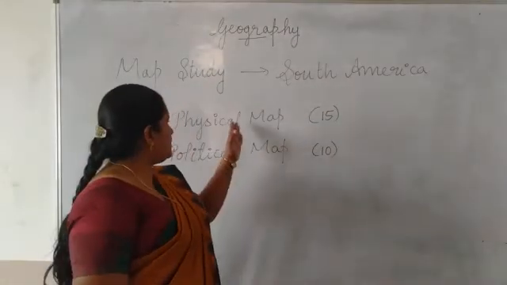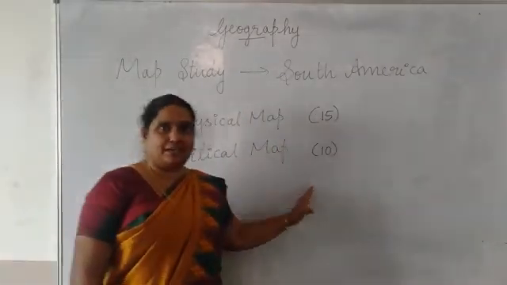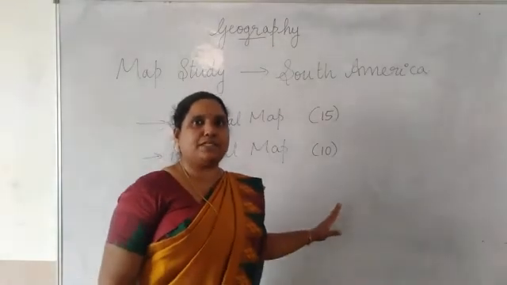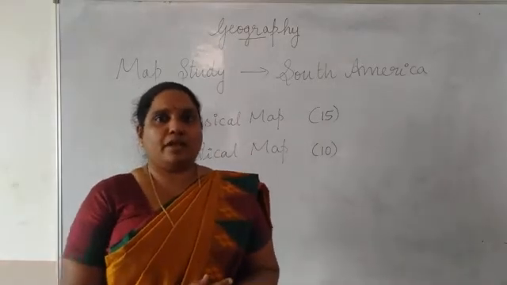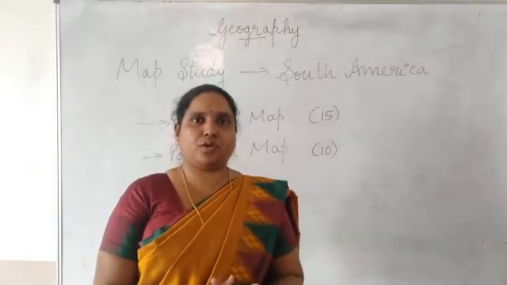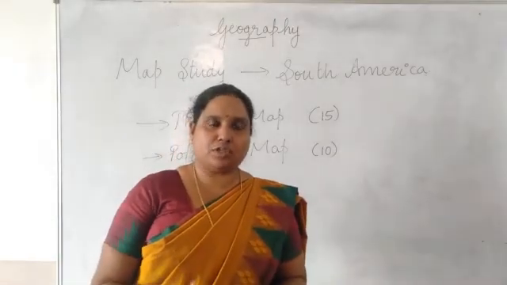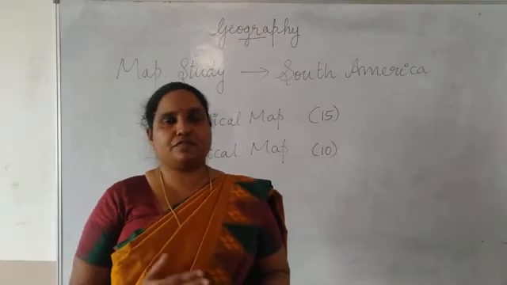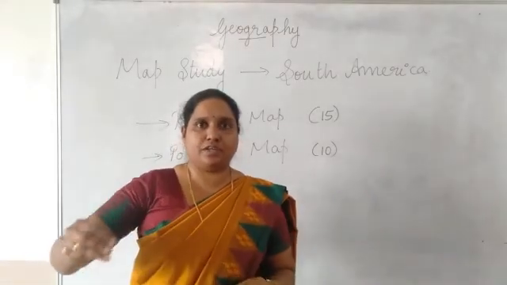The first is the physical map, with 15 places, and the second is the political map, with 10 places. Now, all the places are not included. We will select some places and learn only those. While marking the map, you have to arrange two maps. The first one is an outline map of South America political, and the second one is an outline map of South America physical. In these two maps you have to mark the given places.